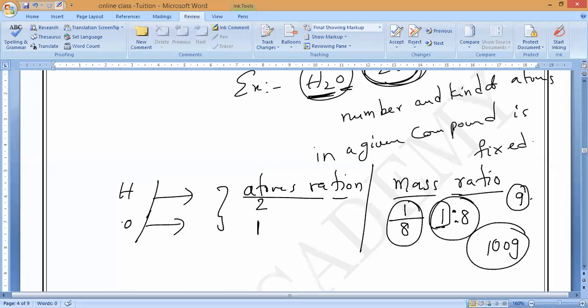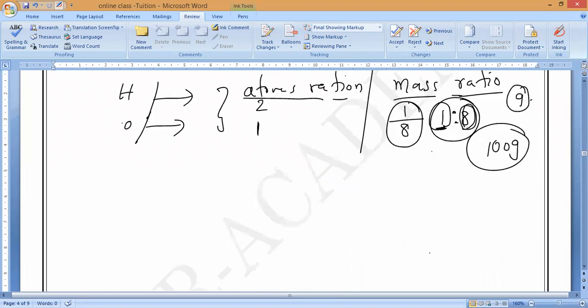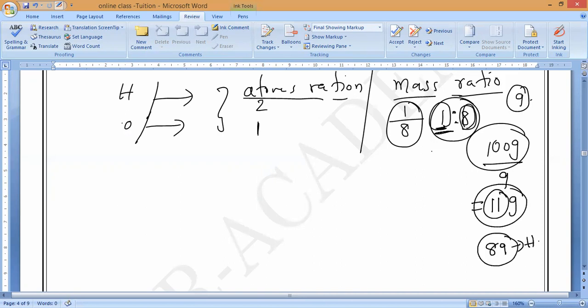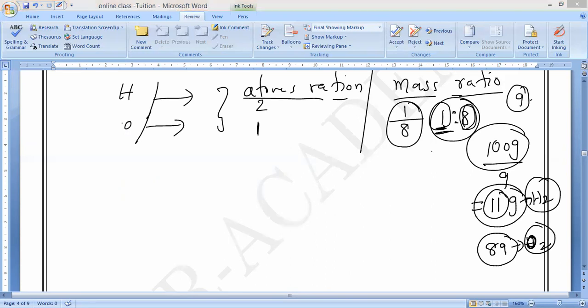In that, 1 part will be hydrogen and 8 parts will be oxygen. Correct or not, guys? So this is equal to 11 grams of hydrogen and 89 grams of oxygen. It is always a fixed mass everywhere. That is the explanation of the law of constant proportion. That is what you have to remember.